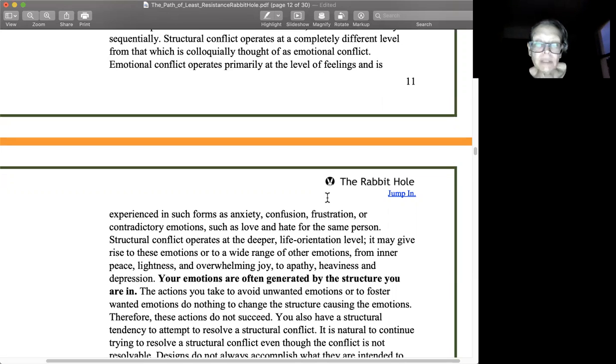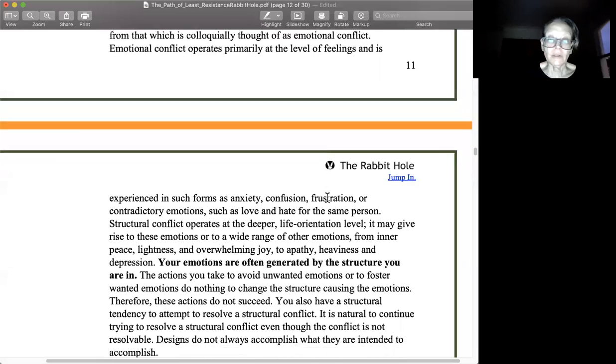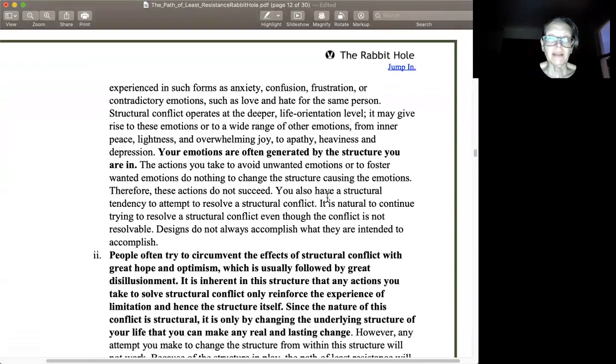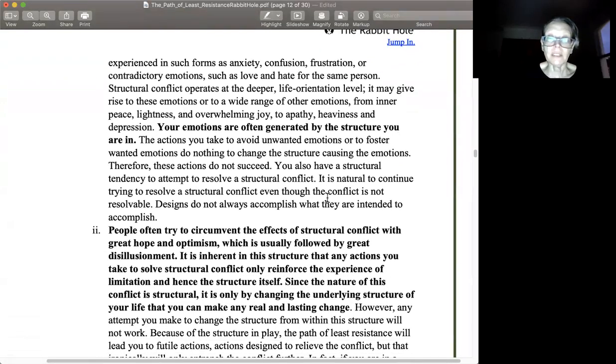The actions you take to avoid unwanted emotions or to foster wanted emotions do nothing to change the structure causing the emotions. Therefore, these actions do not succeed. You also have a structural tendency to attempt to resolve a structural conflict. It is natural to continue trying to resolve a structural conflict, even though the conflict is not resolvable.